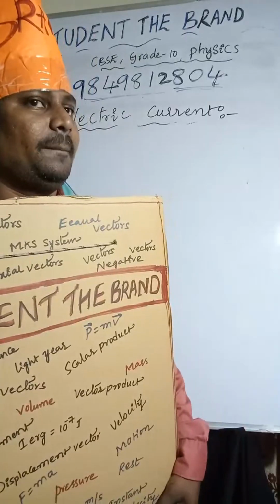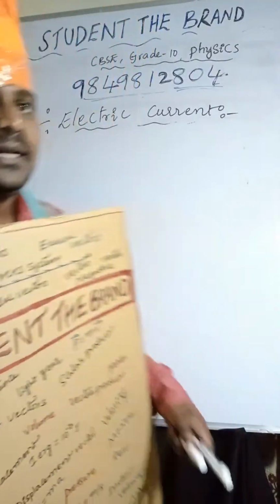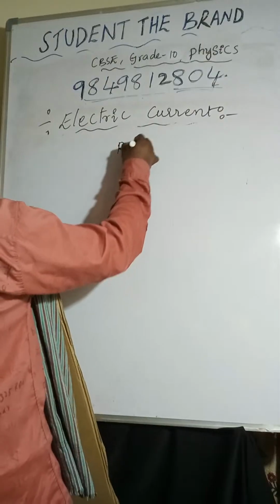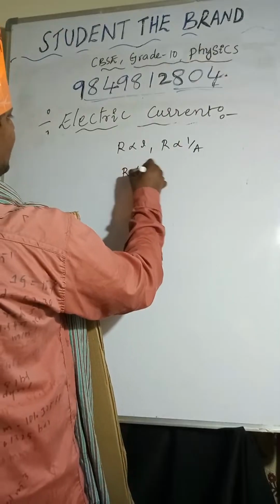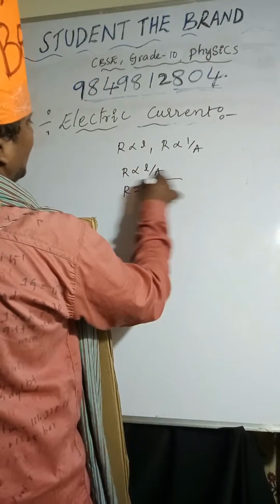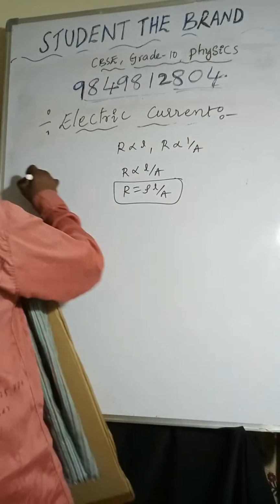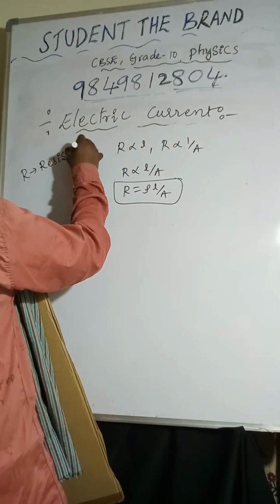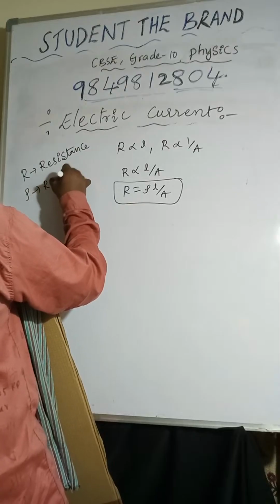Next, resistance is directly proportional to the length of the conductor, and inversely proportional to the area of cross section. So R is directly proportional to L, and R is inversely proportional to A. R is directly proportional to L by A, so R equal to rho into L by A. Here rho is the resistivity and R is the resistance.